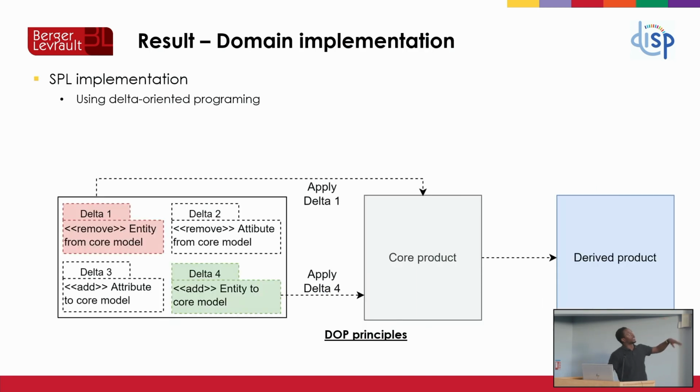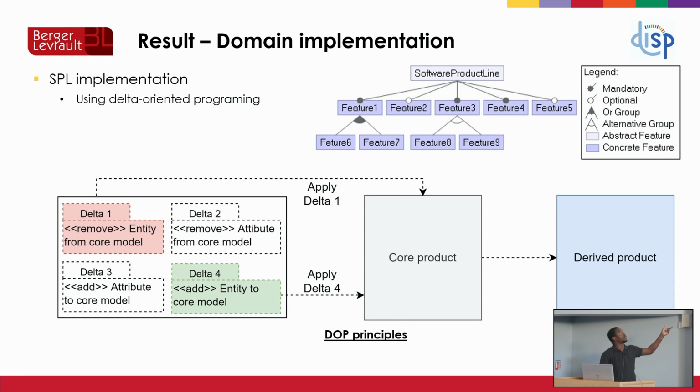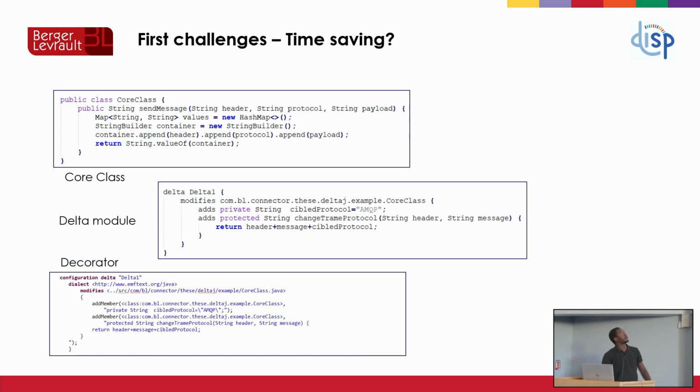It works like that. We have a core product and a set of possible changes that we can apply to a product. We call those delta modules. And these delta modules are created following our feature model. For example, here we have feature 2, which is optional, so it can be present or not. So we can have a delta module to remove or add this feature, and we can have our product.